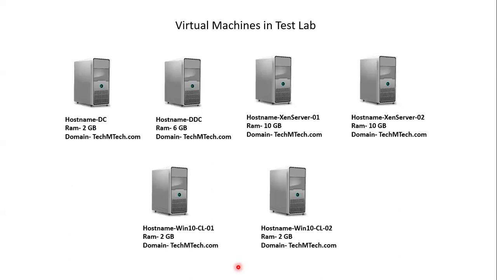Now, very, very important, the number of servers we have to create. First server will be our domain controller. The host name I have given is DC for domain controller. Second server is your delivery controller, the Citrix delivery controller, DDC.